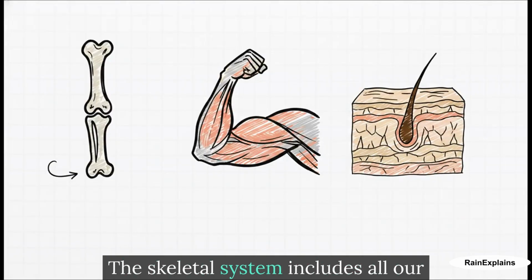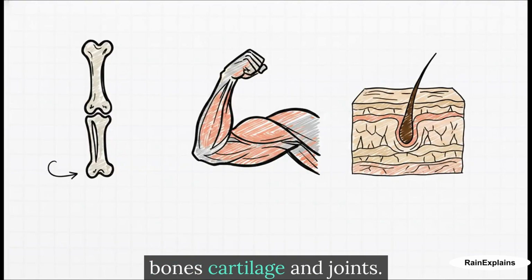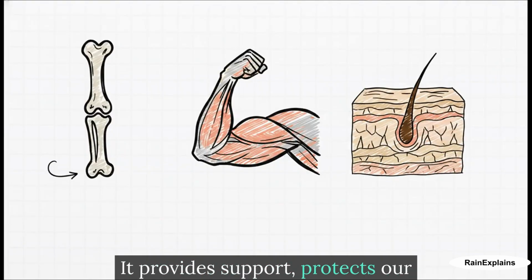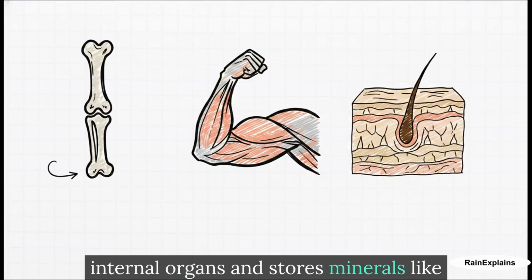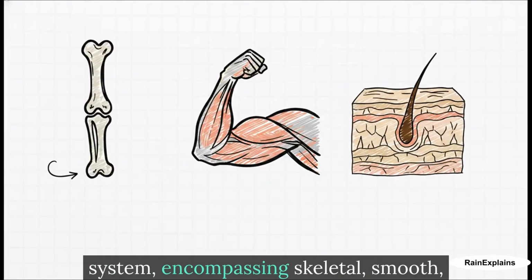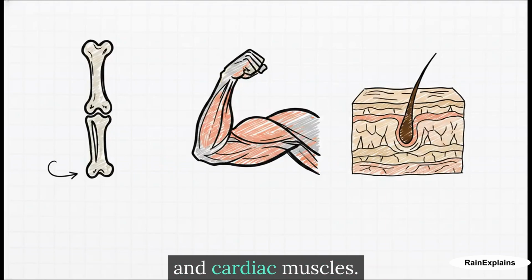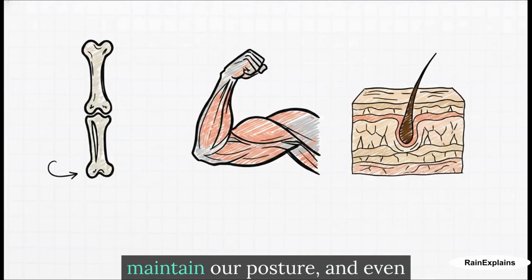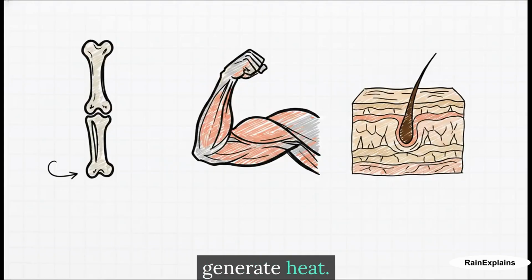The skeletal system includes all our bones, cartilage, and joints. It provides support, protects our internal organs, and stores minerals, like calcium. Working directly with it is the muscular system, encompassing skeletal, smooth, and cardiac muscles. These are the movers. They allow voluntary movement, maintain our posture, and even generate heat.